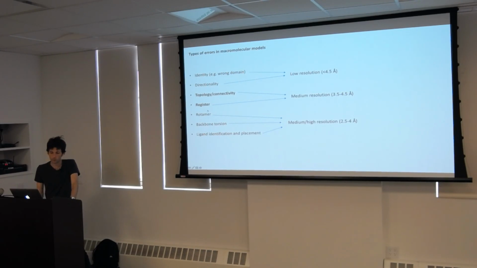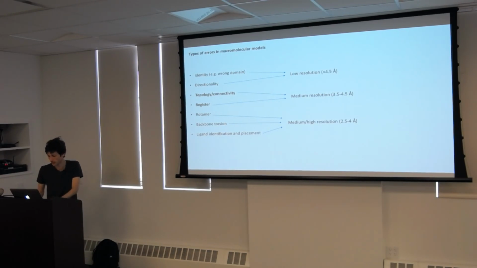Rotamers, backbone torsion errors, you're going to get those at medium resolution, but they only really become important at high resolution. Because if you're basing conclusions in your paper off a rotamer state at 3.5 to 4 angstroms, then you're already stretching a bit, and you should probably reconsider the way you're writing things. At high resolution, you do need to be careful about these. I mean, you need to be careful about them at any resolution, but the ones that I think are particularly important at medium resolution are connectivity errors and register errors.